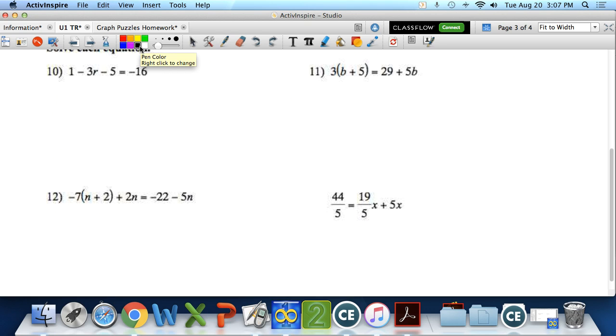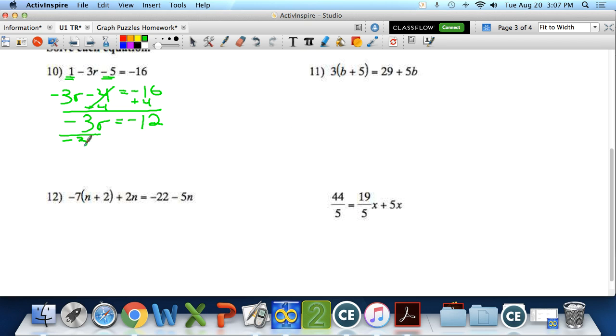Let's get going. Number 10, we have some like terms on the left-hand side with a +1 and a -5. I'm going to combine those. The -3r stays the same. We get -4 equals -16. I'm going to add 4 to both sides. Those are going to cancel out. I get -3r equals -12. Divide by -3, divide by -3, we get r equals +4.